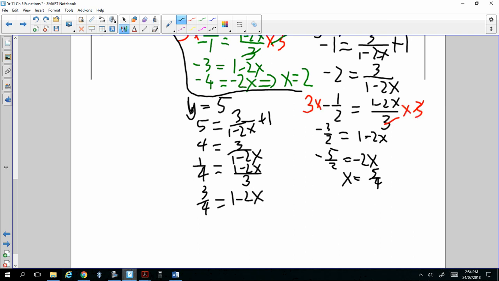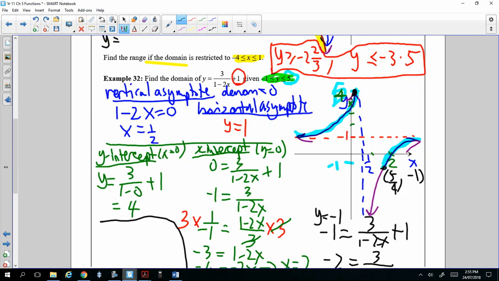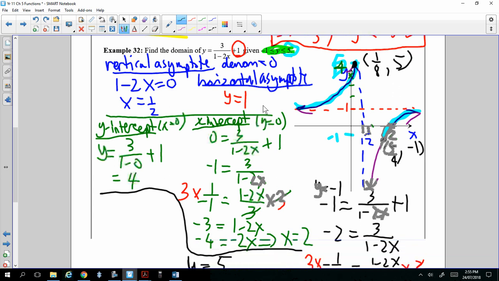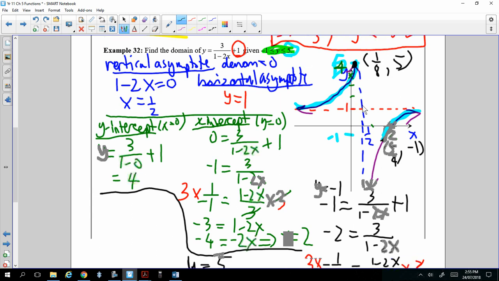And then once you do that, put that point here. So it stops at (1/8, 5). So that tells you when you restrict the range in this way, the answer to the domain will be x has to be less than or equal to 1/8, or x has to be more than or equal to 5/4.